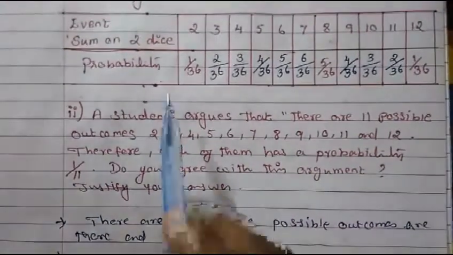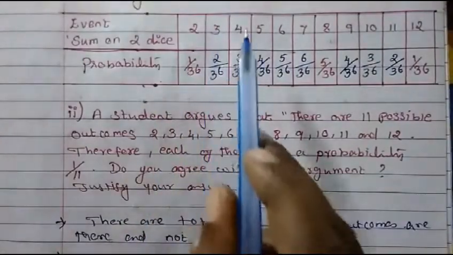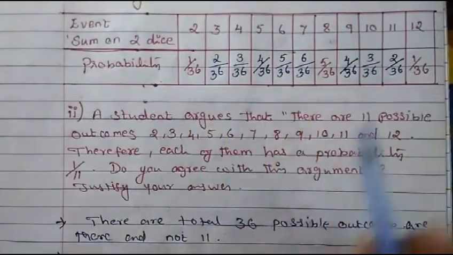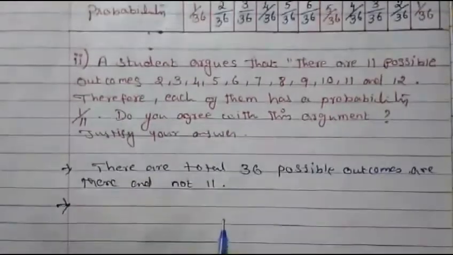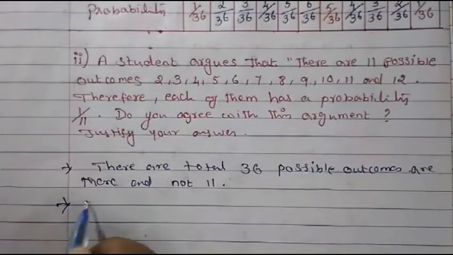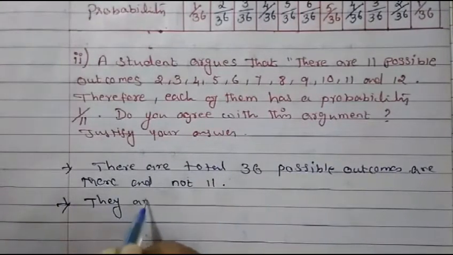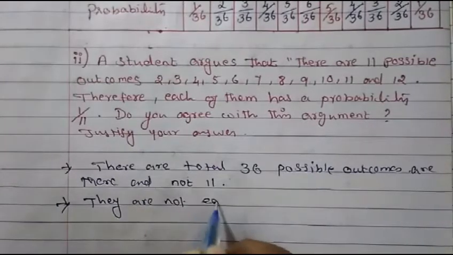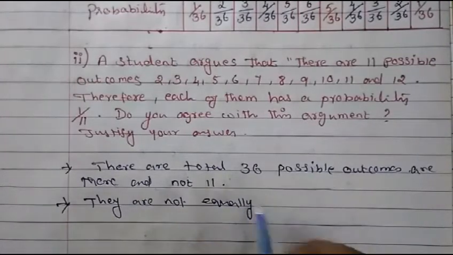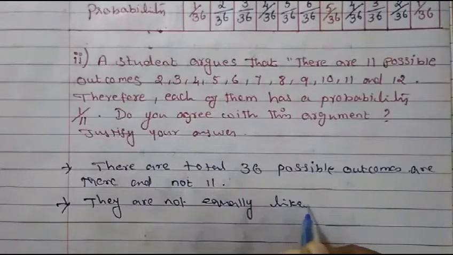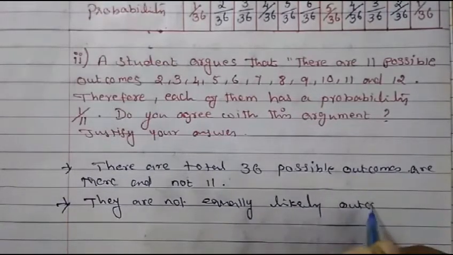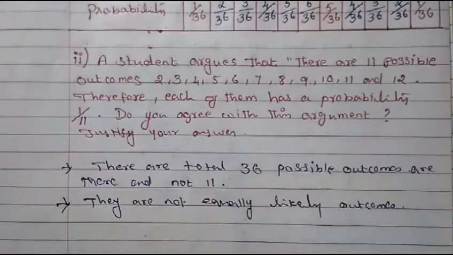Then second justification, that is each of them has a probability 1 upon 11. Now can you see anywhere the probability each of them are having 1 upon 11? Nowhere. So that means this is also wrong. So you have to say they are not equally likely outcomes.